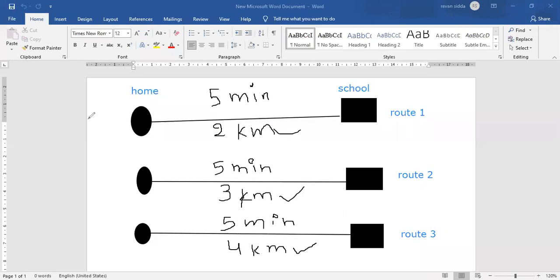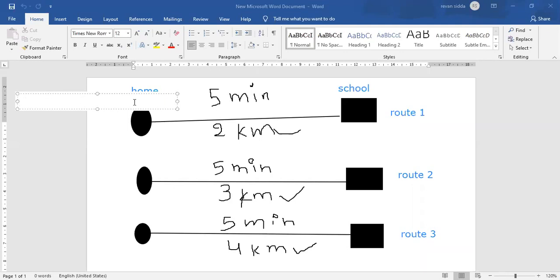So by this, we can say you can see there is an unequal distance: 2 kilometers, 3 kilometers, 4 kilometers. The distance is changing. And the time is 5 minutes only. For the first one 5 minutes, for the second one 5 minutes, for the third one 5 minutes. So what you can observe is there is an unequal distance, but the time is the same, an equal interval of time. There is an equal interval of time, but unequal distance.